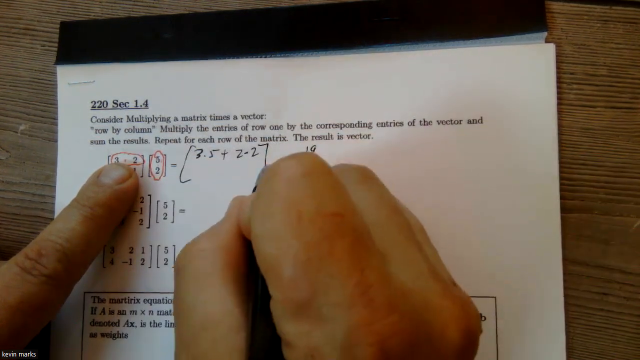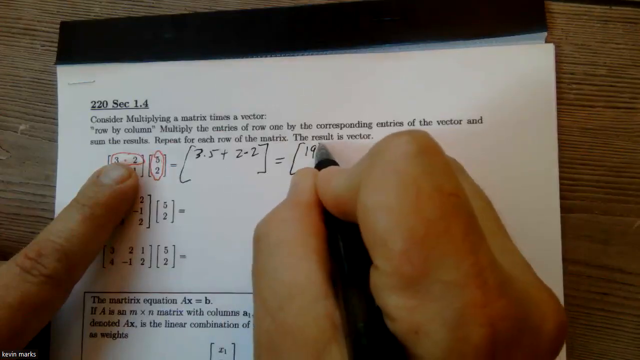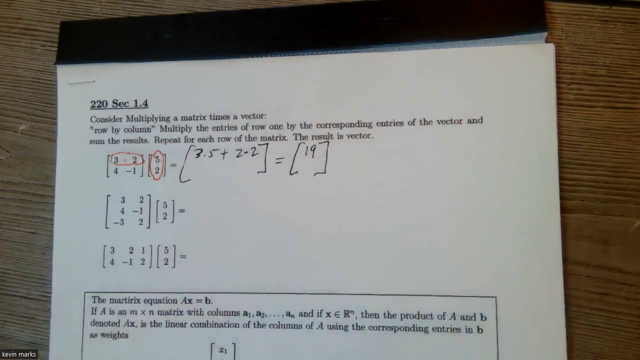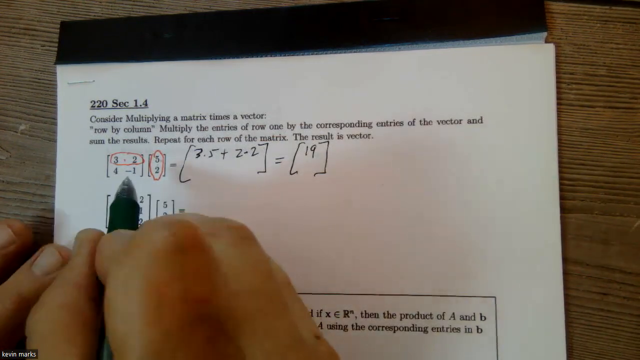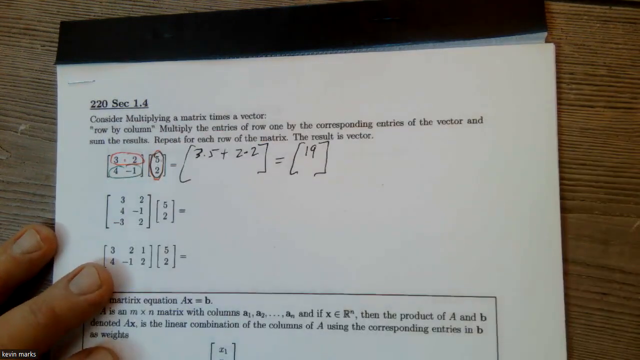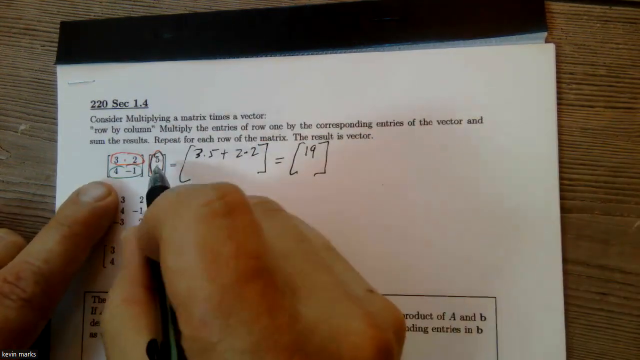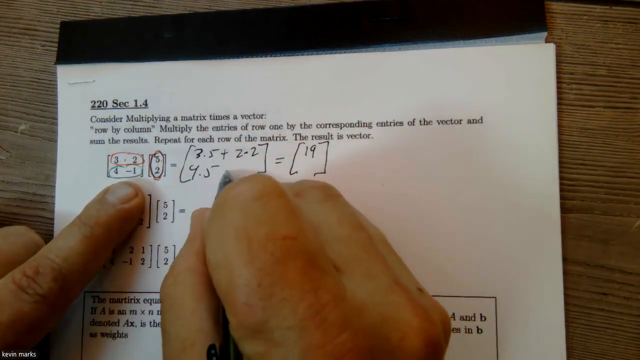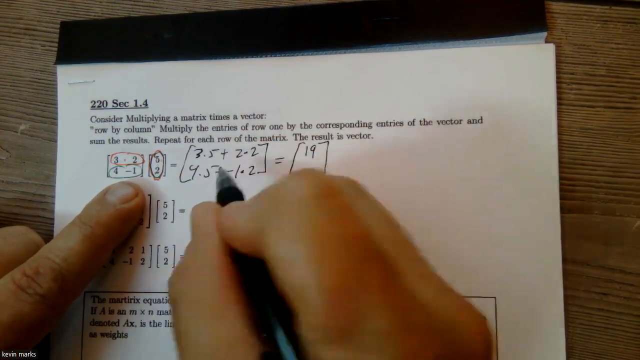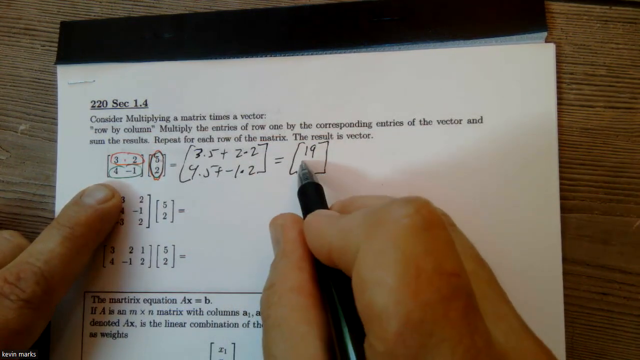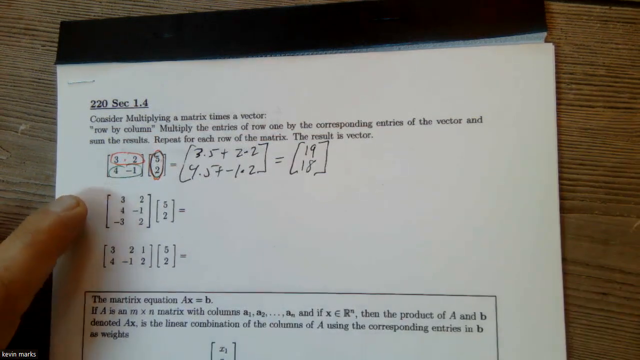That would be the corresponding entry of the resulting vector. Then you just repeat for the next row by column. So here now it's 4 times 5, and then -1 times 2, and then you add the results together. So 4 times 5 would be 20, minus 2 would be 18.